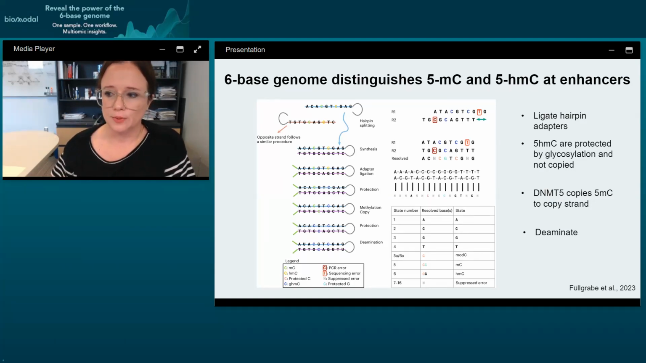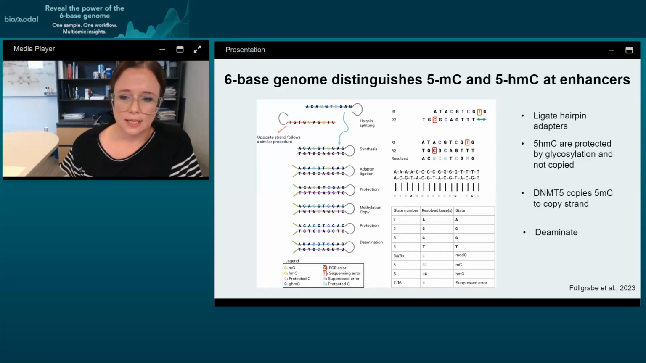The only way we would be able to observe that would be to have some type of sequencing approach that would allow us to distinguish 5-mC from 5-hmC. And that's where 6-base genome sequencing comes in. It's an orthogonal approach to whole genome bisulfite sequencing, except that there are different deamination steps and different molecular steps that allow us to distinguish these two methylation states at single nucleotide resolution. So we were able to use this approach in parallel to our ATAC-Me differentiation time course, to understand where these sites of hydroxymethylation were occurring.